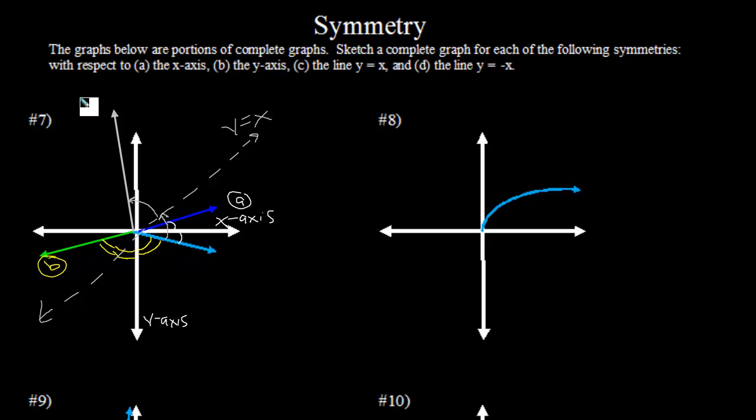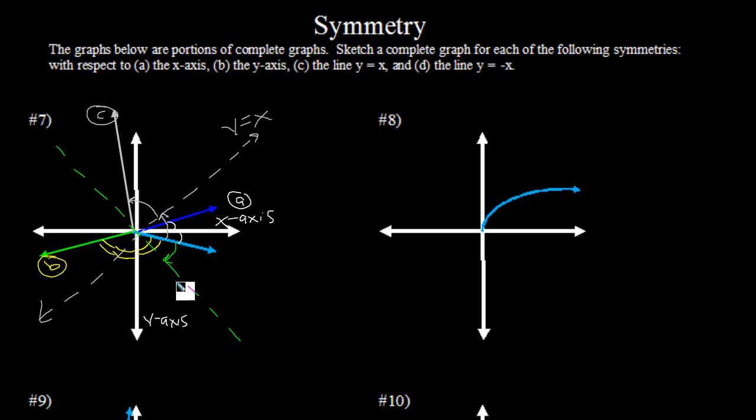That is part C, I believe. Then part D, I got a lot of stuff on this picture, perhaps too much. The line y equals negative x. That looks something like this.